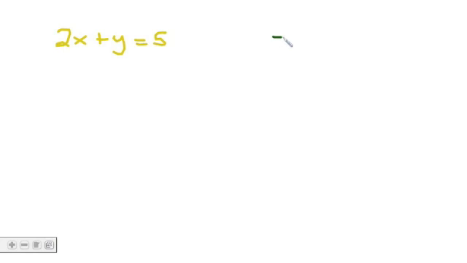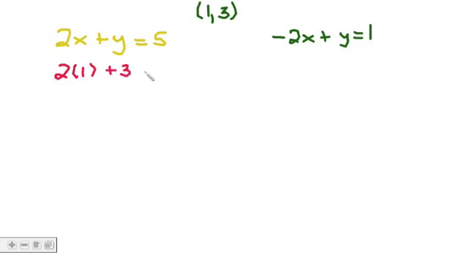And negative 2x plus y equals 1. And the ordered pair I'm working with now is (1, 3). All right, so let's go ahead and plug those in. So we have 2 times 1 plus 3 equals 5. Okay, it needs to equal 5. This is our key number here. So 2 times 1 is 2. 2 plus 3 is 5, so this one checks.